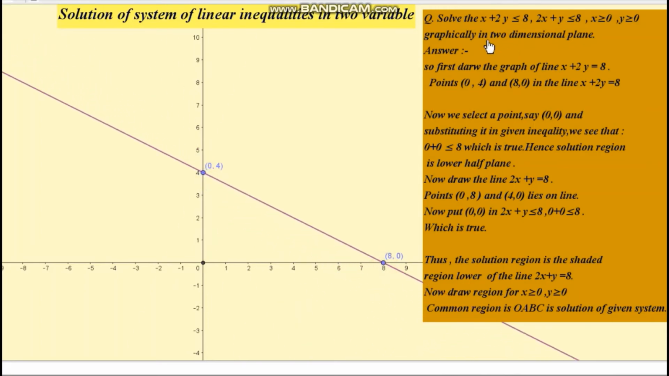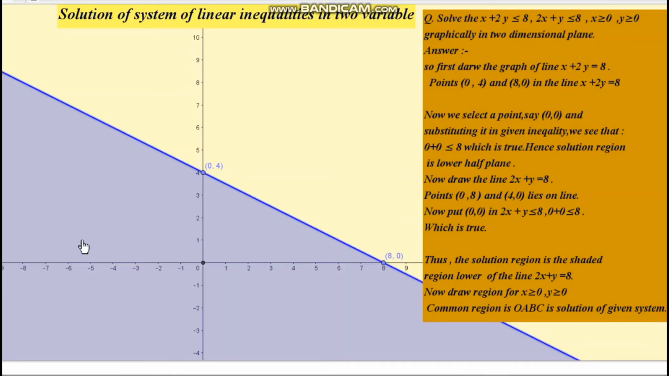And for the solution region of x plus 2y less than or equal to 8, we put (0, 0) in place of x and y. So it becomes 0 plus 0 is less than or equal to 8, which is true. So the solution region is the lower half plane.